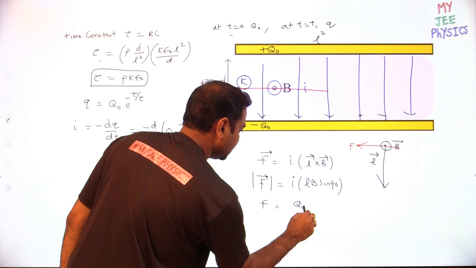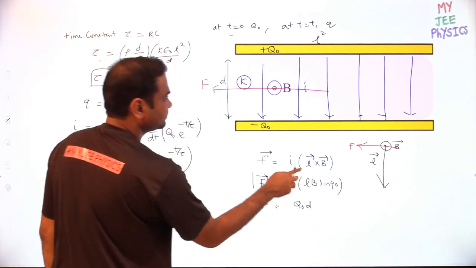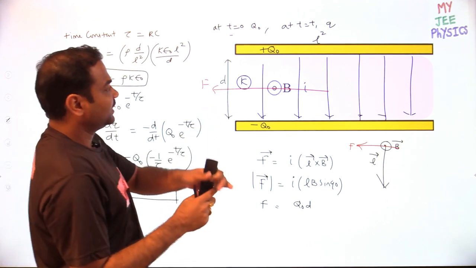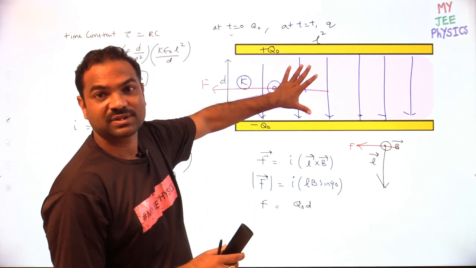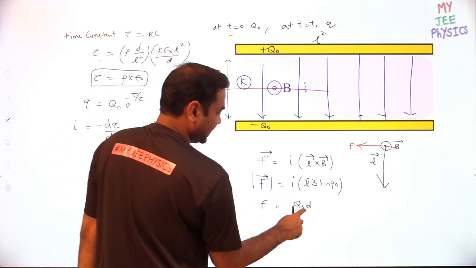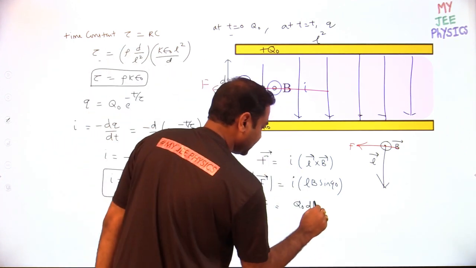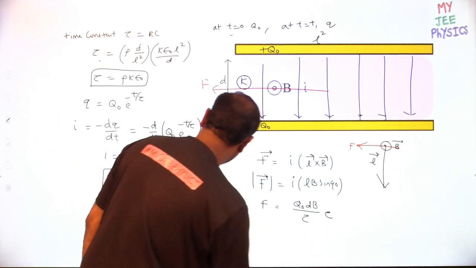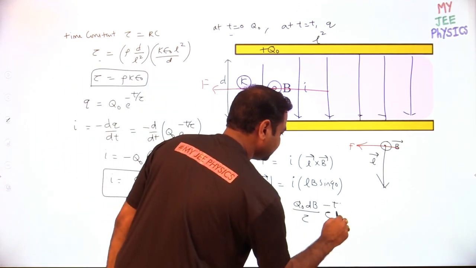So Q naught, and L means D only. L means the distance traveled by the current actually. The length across which current flows. That is the meaning of L. It's not the length of the conductor. Okay. So L is nothing but D. Here into B. So that is constant by tau also into e raised to minus t by tau.